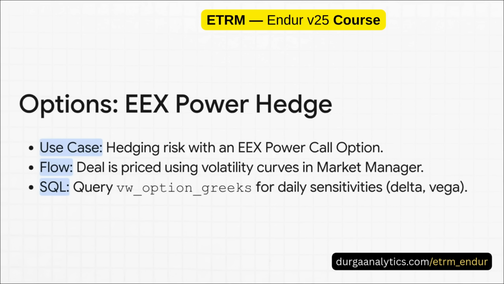Now, when you're dealing with options, volatility is king. In Endur, you maintain what are called volatility surfaces, which the system then uses to price your options and calculate their risk sensitivities. We call those the Greeks. These are just metrics that tell you how your option's value changes as the market moves. For example, delta measures sensitivity to the underlying price, while vega measures sensitivity to volatility.